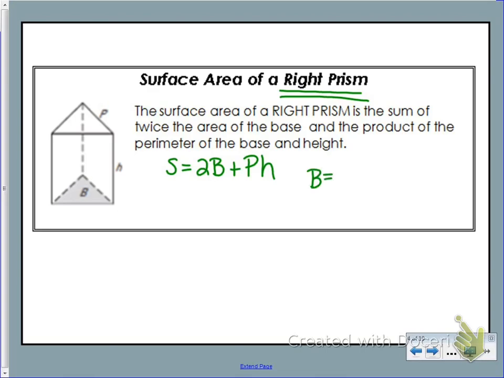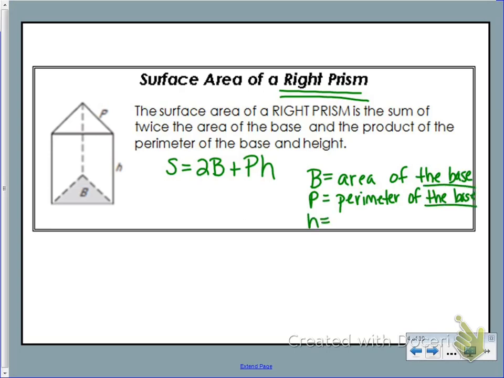So big B is the area of the base. Keep in mind, if there's something that's not a rectangle, that needs to be the base. So in this particular picture, it would be the triangle. Capital P is the perimeter of the base, not of the whole 3D object, just of the base. So that's really important. And H is the height of the figure. So that's basically the perpendicular height that connects the bases.